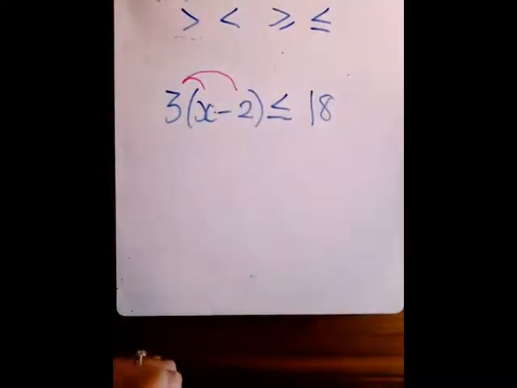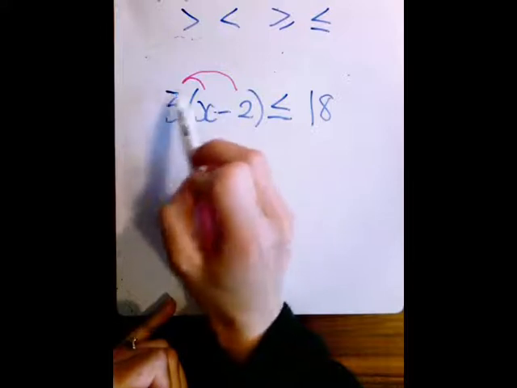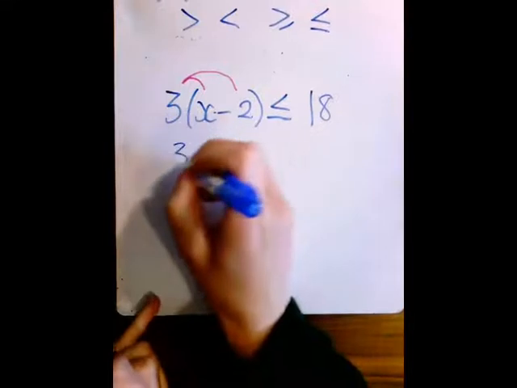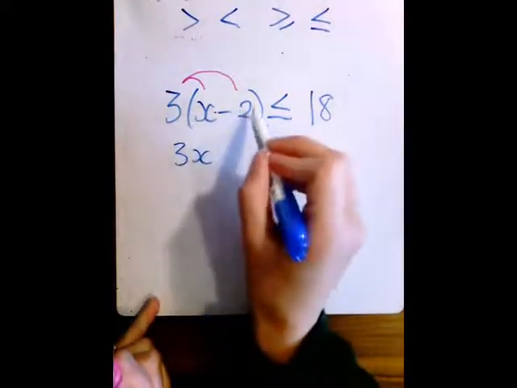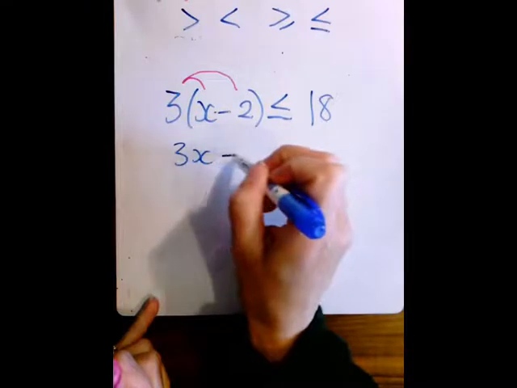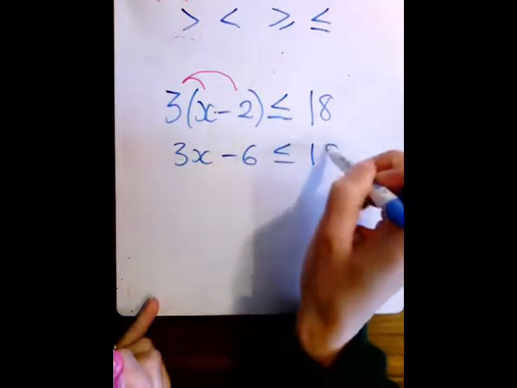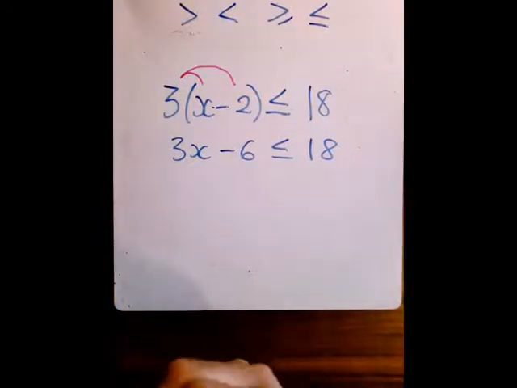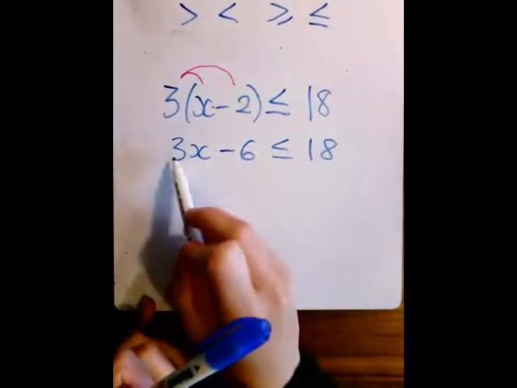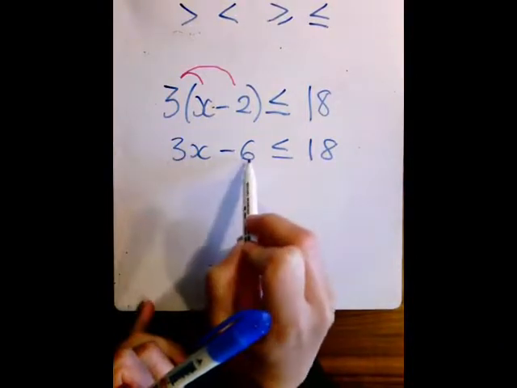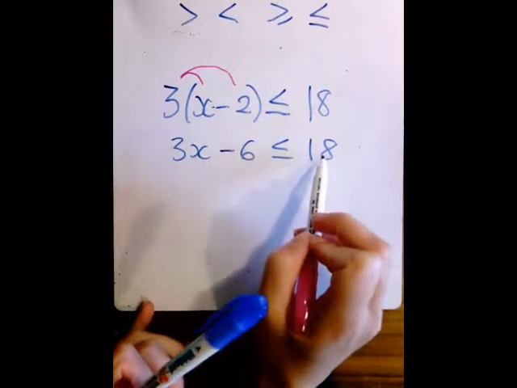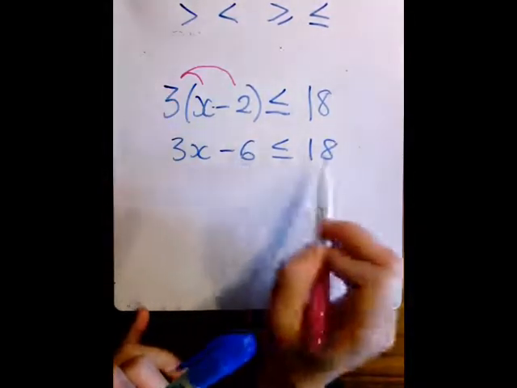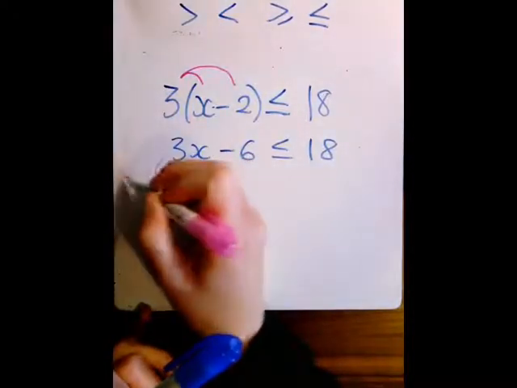So remember, if you're expanding the bracket, you need to multiply the 3 by both parts of the bracket. So 3 times x is 3x. 3 times 2 is 6, but it's actually a negative 2, so it becomes negative 6. Is less than or equal to 18. Now we've got x multiplied by 3 and then we subtract 6 to get something less than or equal to 18. So I need to remove the negative 6 now by adding 6 to both sides, because that will cancel that out.